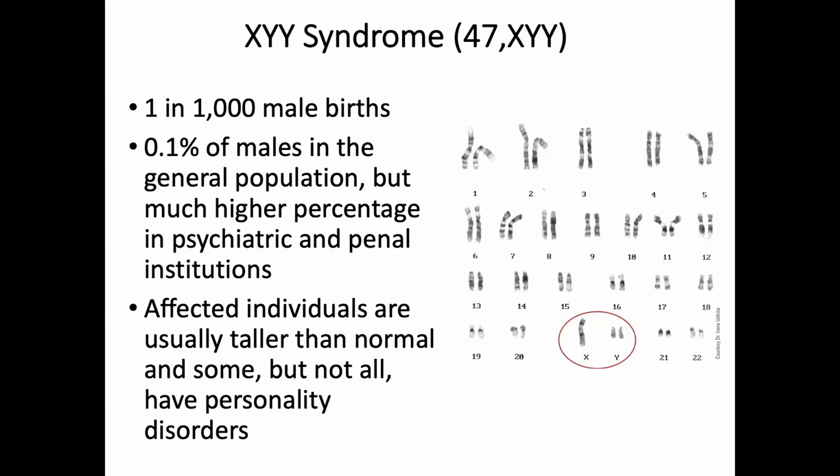Then would it be possible to have 2 Y chromosomes? The answer is yes. This is named XYY syndrome. Similar to Klinefelter syndrome, it also occurs in 1 in 1,000 male births. So in the general population, the incidence is approximately 0.1%. However, this rate is much higher in psychiatric and penal institutions. The picture shows the karyotype of an XYY male, so they have 2 Y chromosomes here.